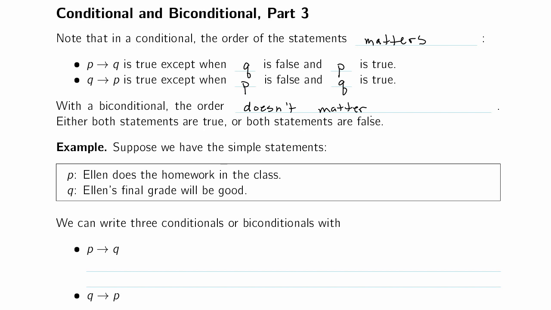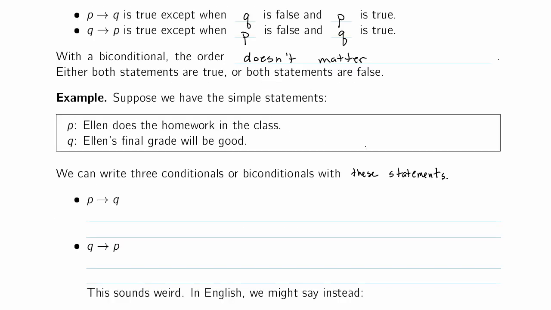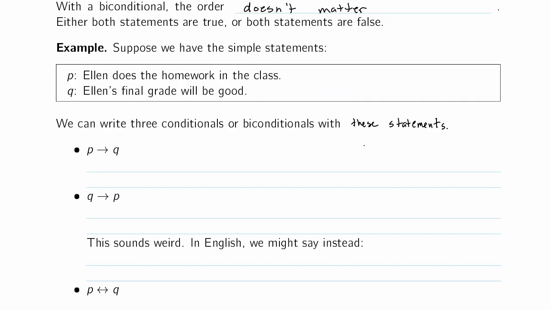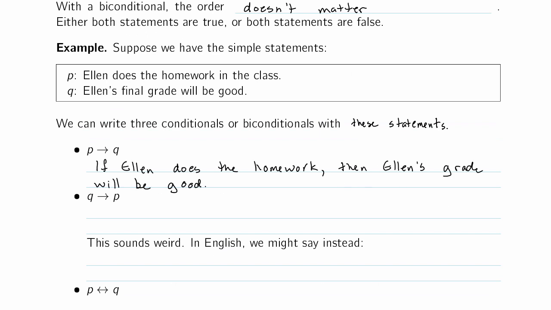So let's just experiment with putting some statements together with if-then. If we have the statement P, Ellen does the homework in the class, and Q, Ellen's final grade will be good, we can write three conditionals or biconditionals with these statements. If P then Q, we can say, if Ellen does the homework, then Ellen's final grade will be good. That's a straightforward if P then Q.